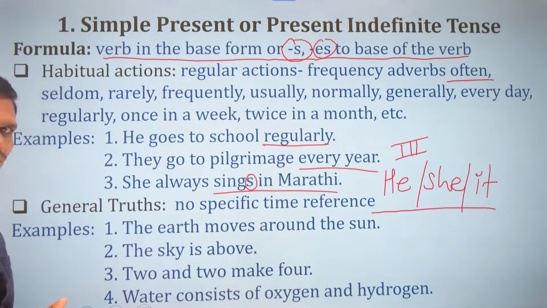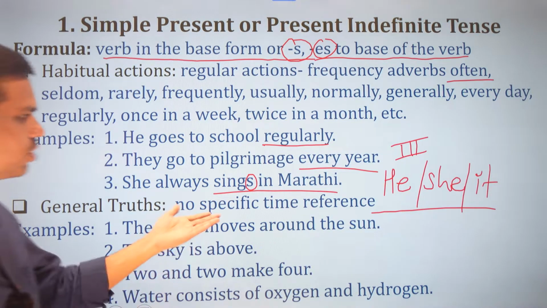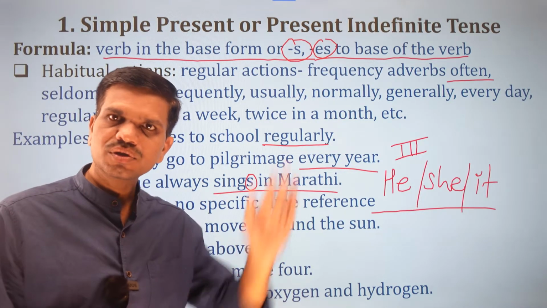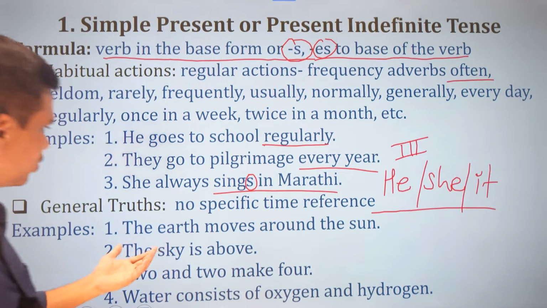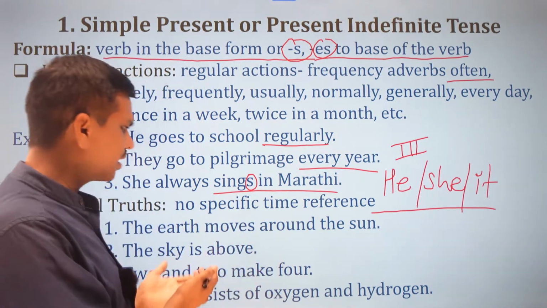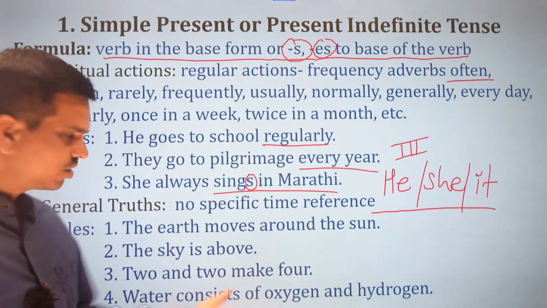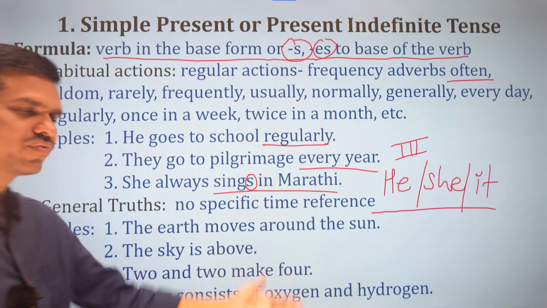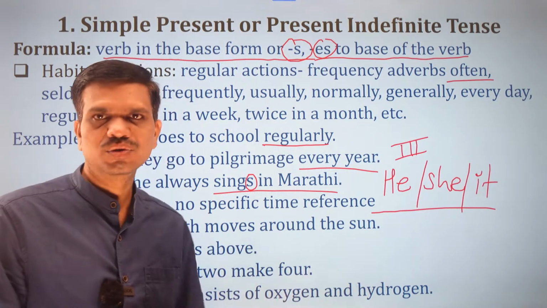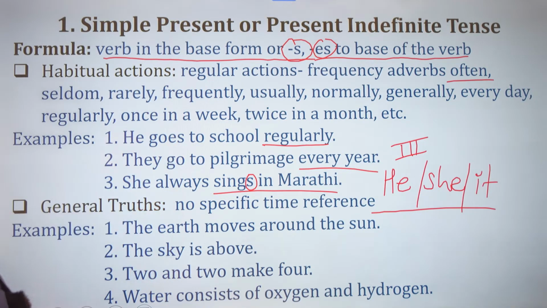Now, the second use: it indicates universal truths or general truths. For example, there is no specific time reference. Here we have some examples, and for these examples you have to use the simple present. Here you see, the earth moves around the sun. It is a universal truth and it is always expressed in the simple present. The sky is above, again a general or universal truth. 2 and 2 make 4, again a general thing. Water consists of oxygen and hydrogen. So this is also a universal truth and it is expressed in the simple present.